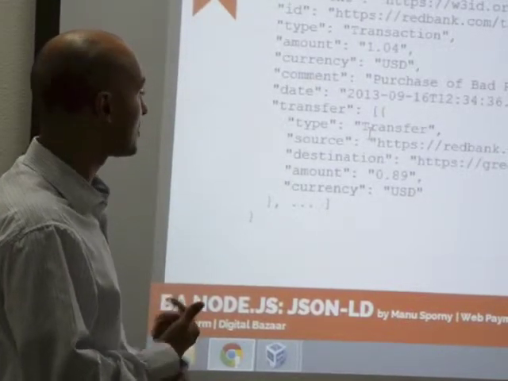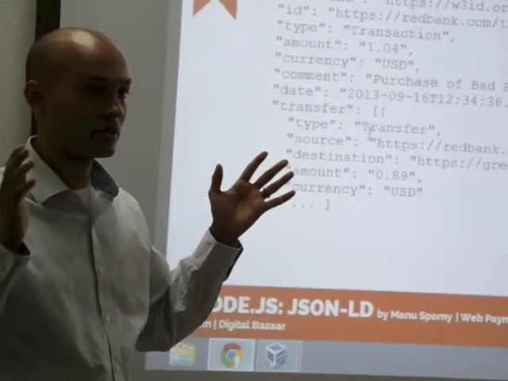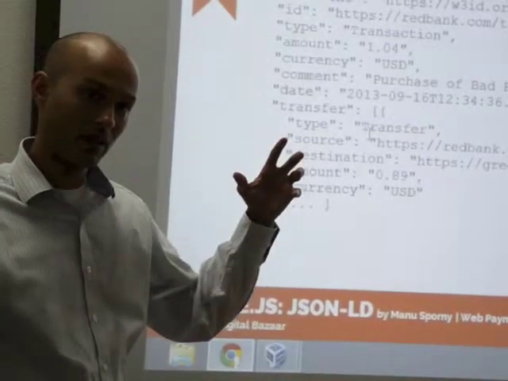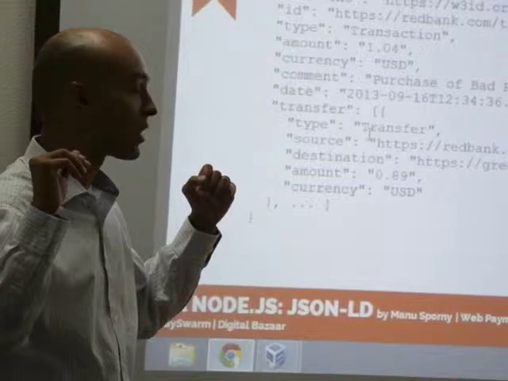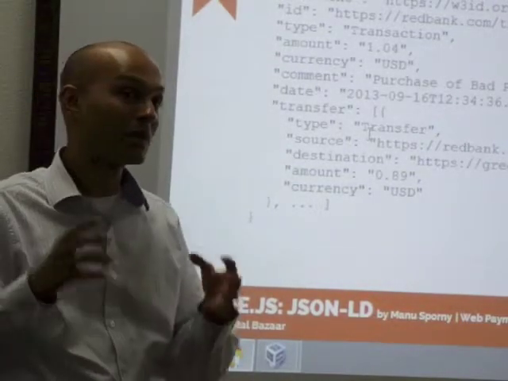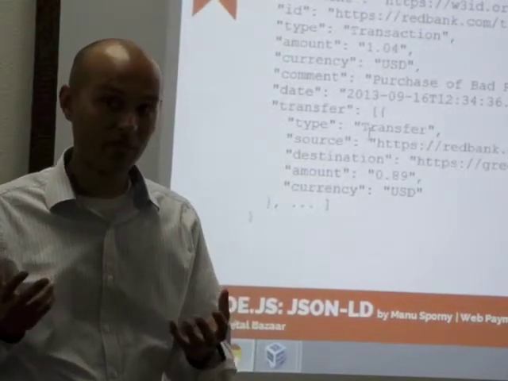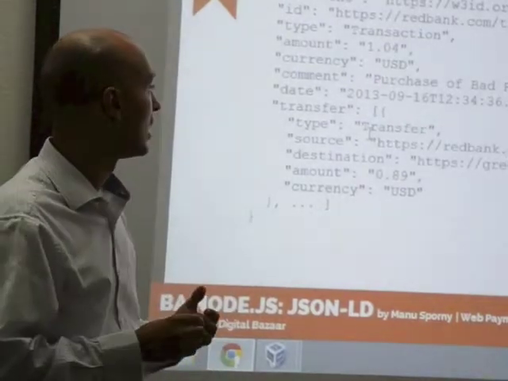Okay, so that's basically an overview of JSON-LD. What we're trying to do is machine readability on the web. We're trying to do it in a way that is compatible with the way people use published data on the web today, which is just using JSON.